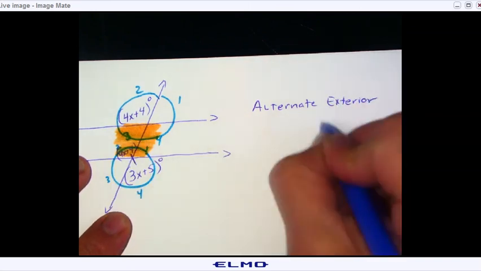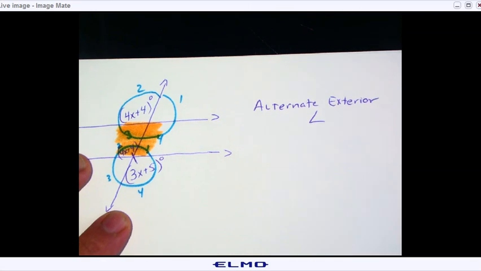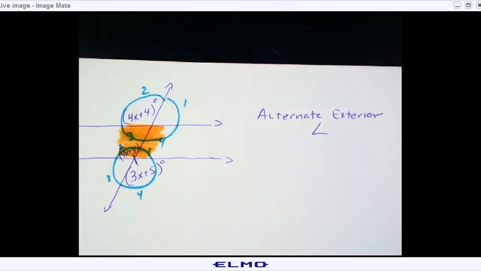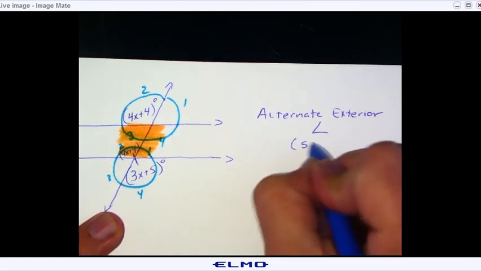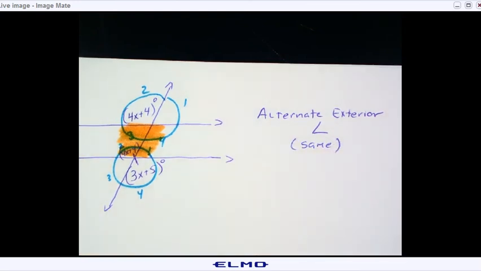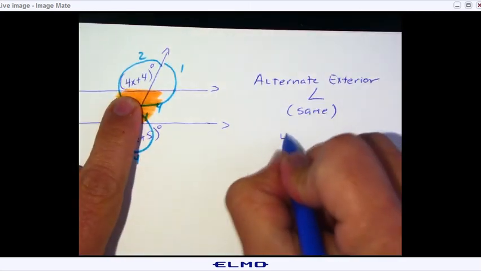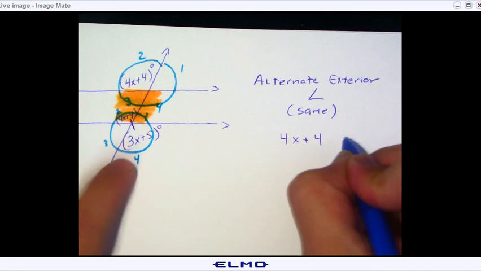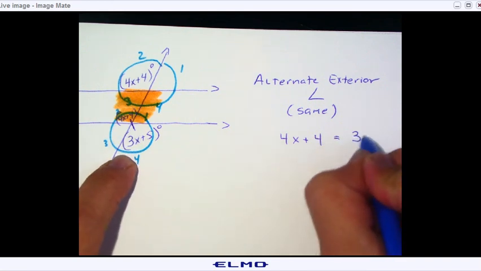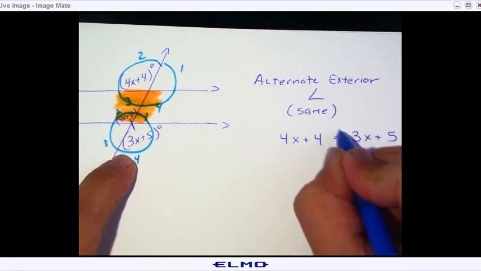So if you didn't get it the first time, now you're like, oh, okay, I'm getting it now. So remember, alternate exterior means that they're the same. It's not 180 because they're not side to side. Like, hey, we're together, 180. No, right? So you're going to put 4x plus 4 equals 3x plus 5. Okay? You guys see that?